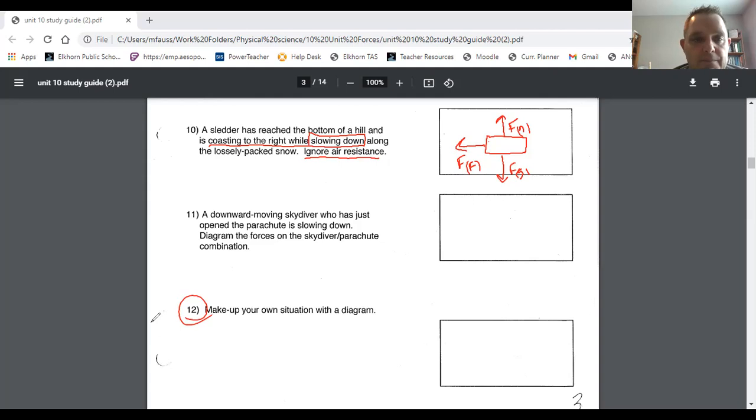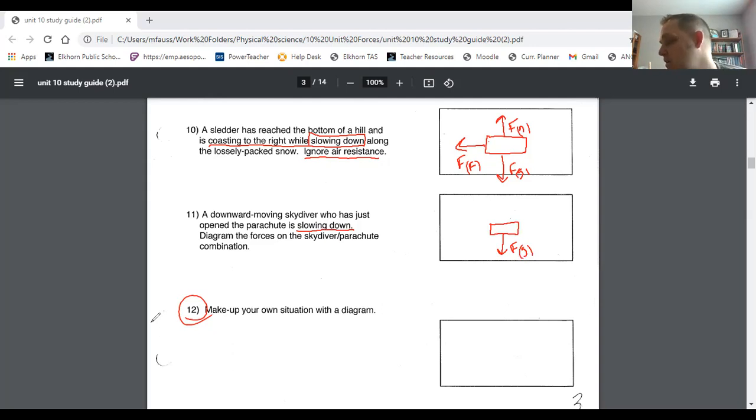All right, last one. A downward moving skydiver who has just opened the parachute is slowing down. Again, we think about our acceleration. So that's accelerating in one direction. Let's think about it. Diagram the forces on the skydiver/parachute combination. Again, we don't need to draw that person. We just do it as a box. No movement left or right, it talks about. But again, we know we have gravity pushing down. That's the force of gravity.